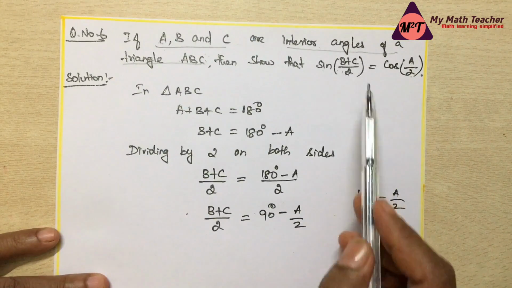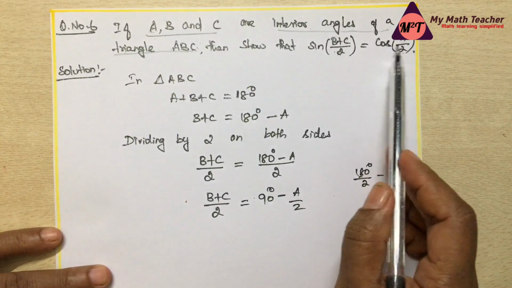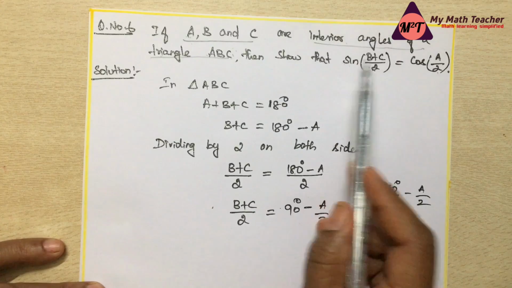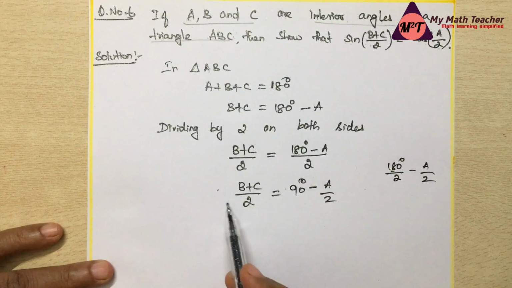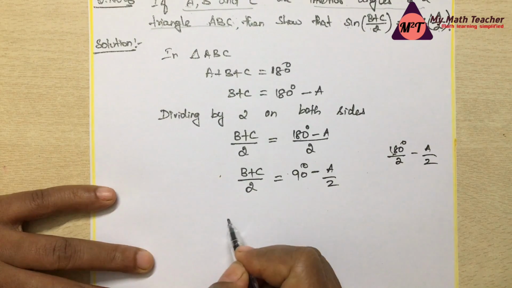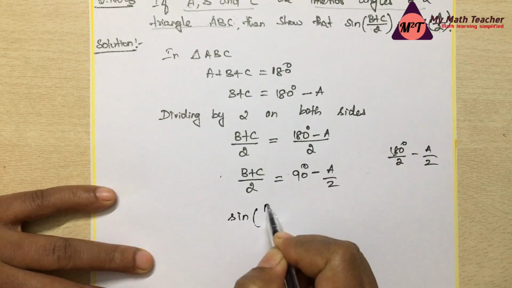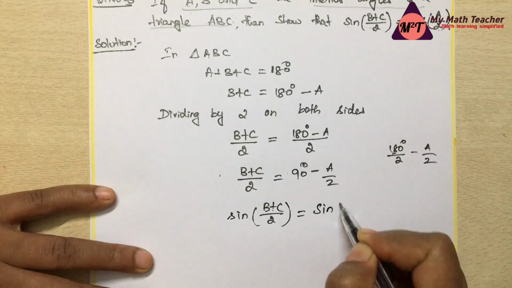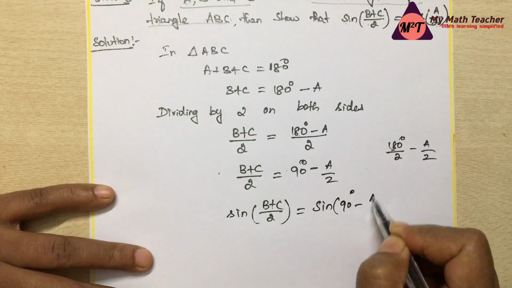So (B plus C) by 2 we have got, and here A by 2 we have got on the right side. Now we have to get these ratios. Now how to get the ratios? I am going to bring sine on both sides. So it becomes sine((B plus C) by 2), which is equal to sine(90 degrees minus A by 2).